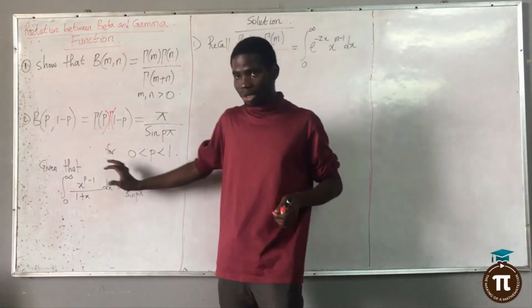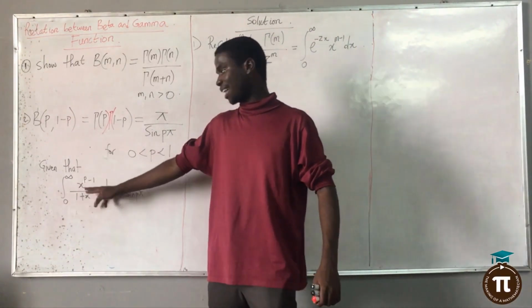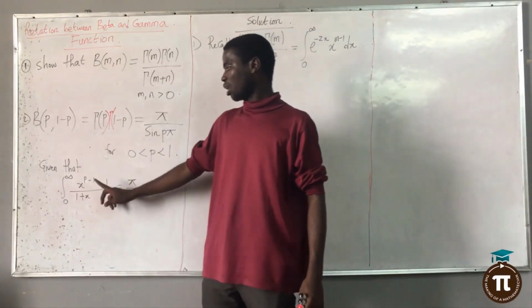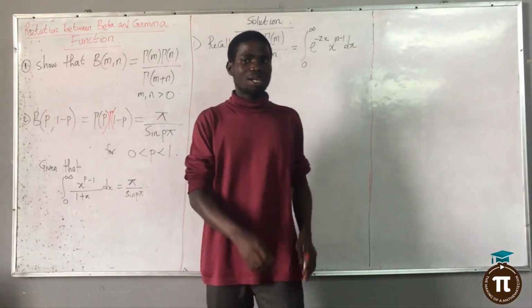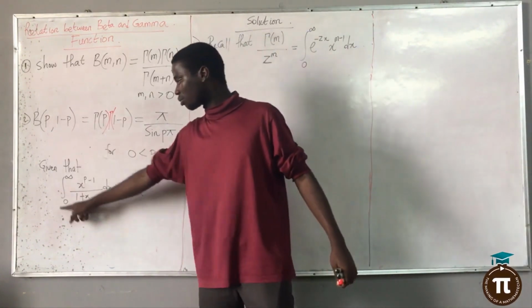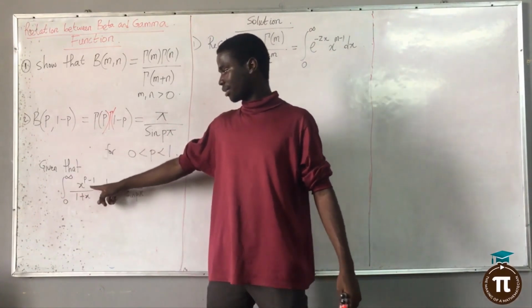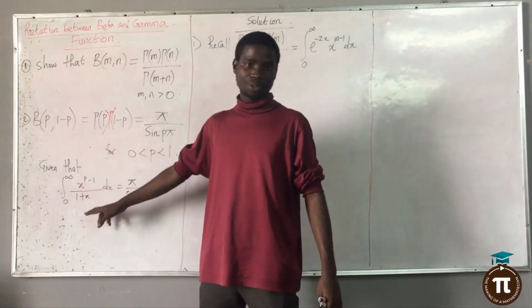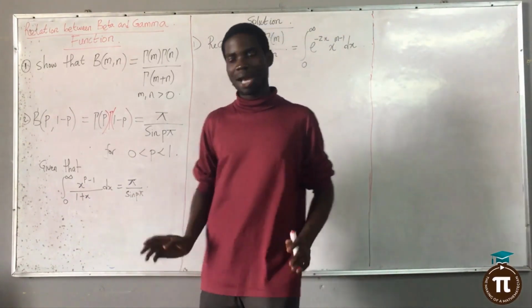And then we are going to be using this assumption, given that the integral from 0 to infinity of x raised to the power p minus 1 over 1 plus x dx is equal to pi over sine p pi. Later again, not in this video, we are going to be proving this.